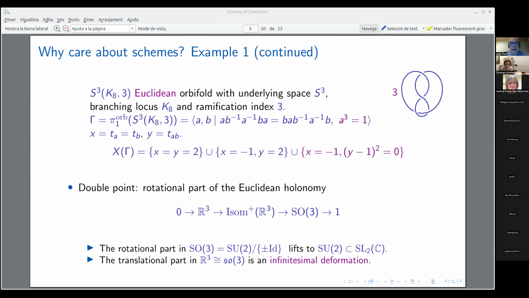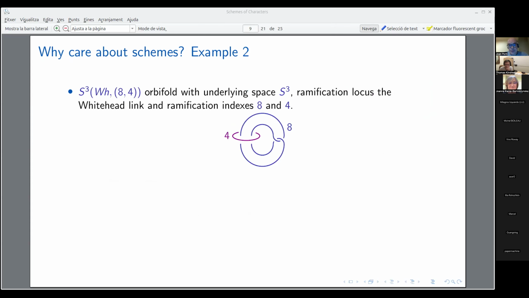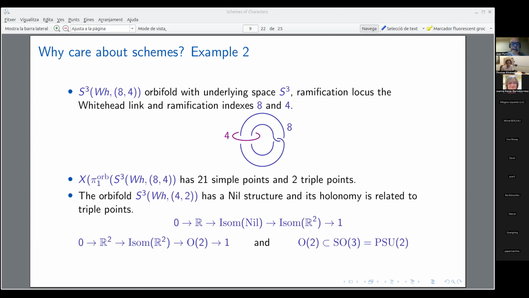Okay. Let's look at a second example, a little bit more involved. Well, not much more, which is the Whitehead link. So I consider another orbifold with underlying space S3, branching locus the Whitehead link, and I put these ramification indices on one component 4 and the other 8. Okay? And I look at this variety of characters, or scheme of characters. It has many points, 21 simple points, and 2 triple points. I'm interested in these triple points.